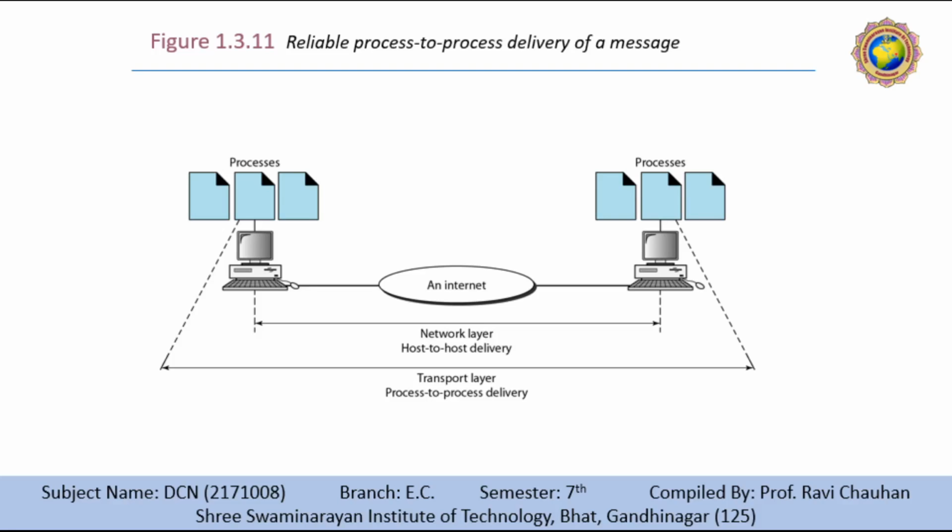This figure illustrates process-to-process delivery by the transport layer. Some application process runs on this PC. That process will be connected through the transport layer to the same process running on another PC. So the transport layer is process-to-process delivery. The network layer is host-to-host delivery, meaning one PC to another PC. The transport layer goes further, process-to-process.